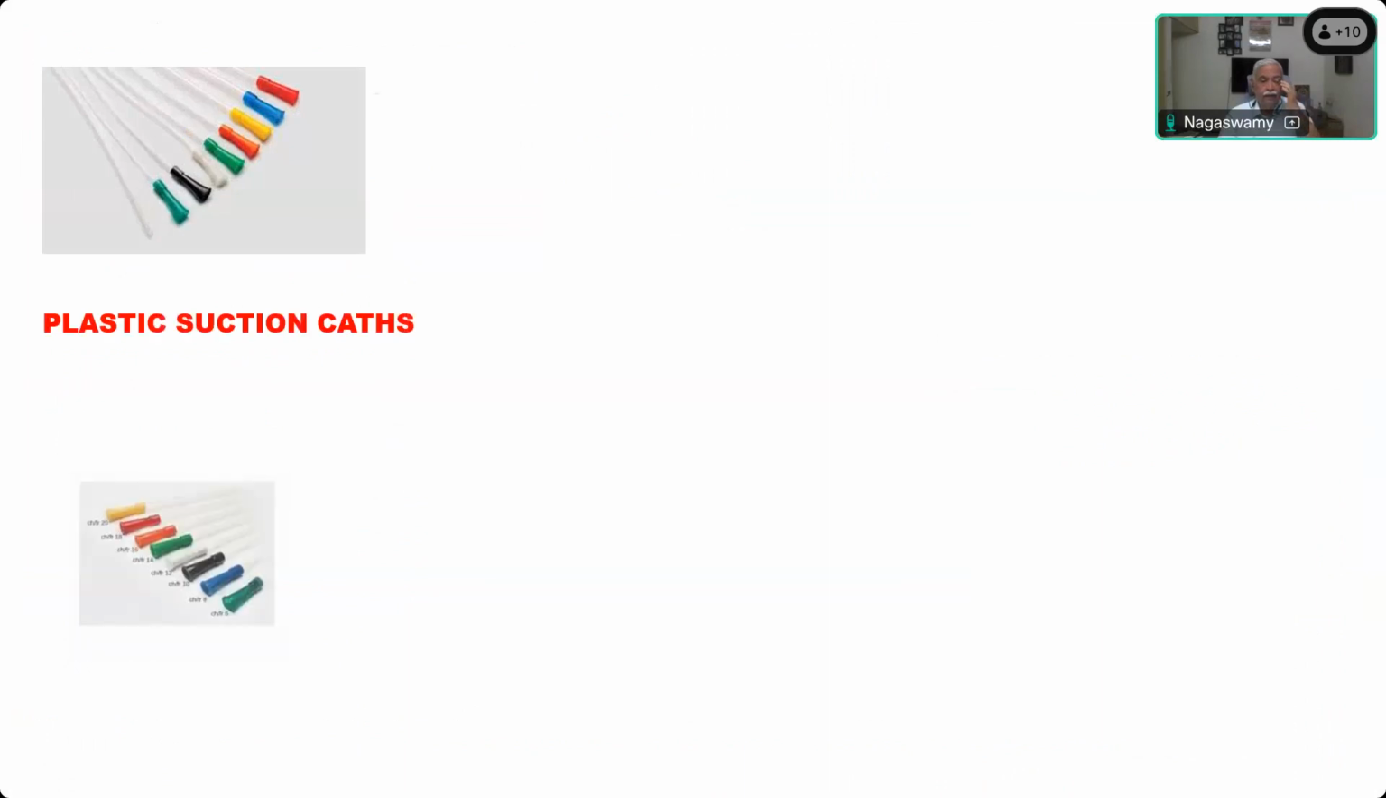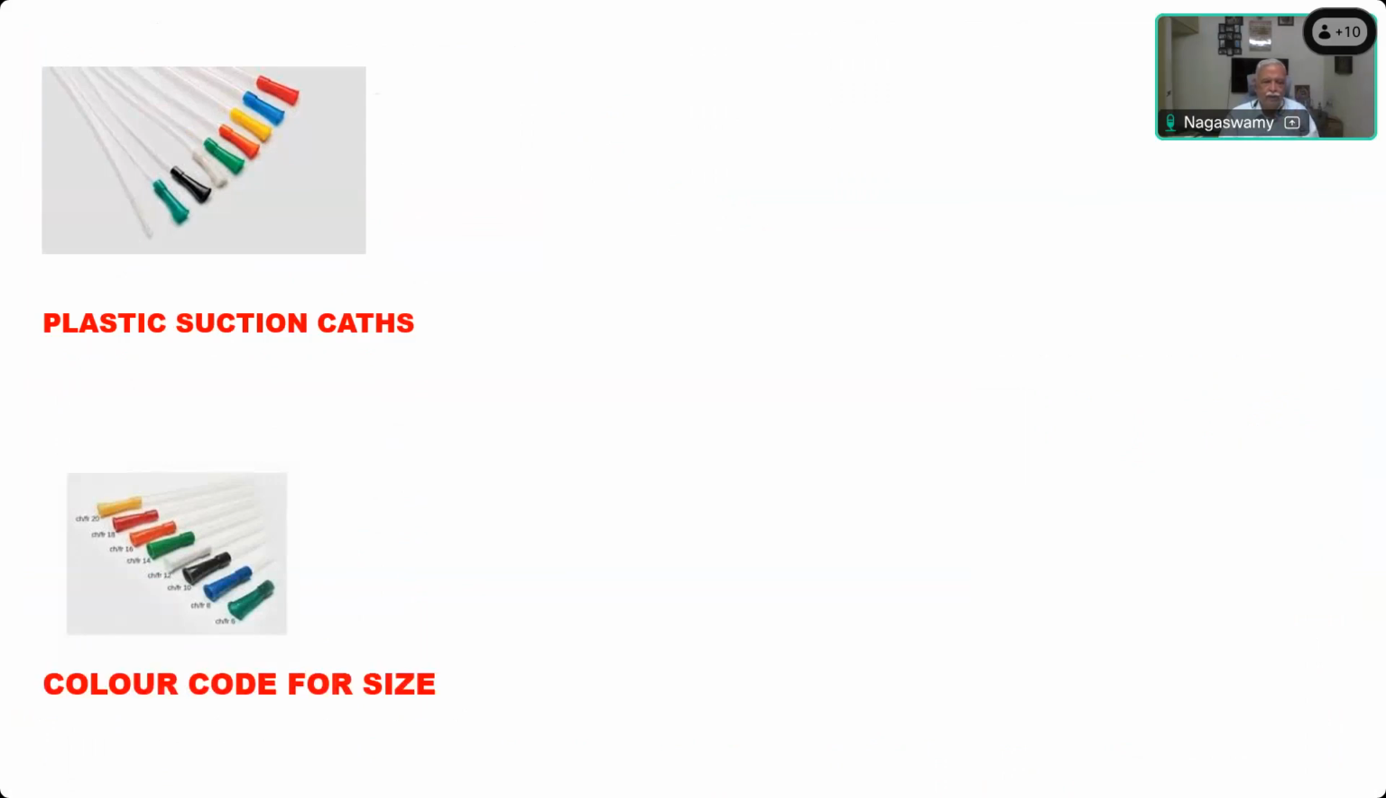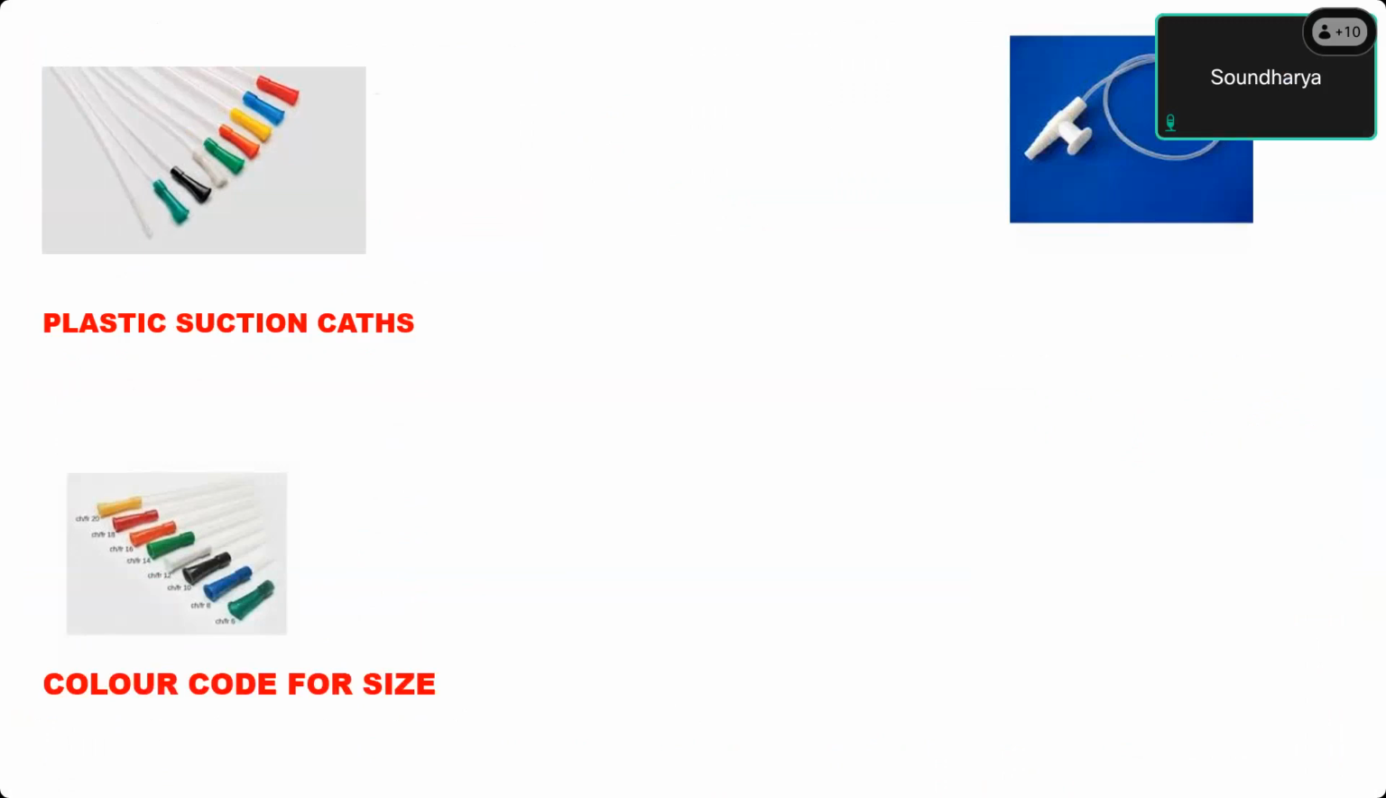Okay. What are these? Suction catheters. Color-coded, different sizes of color. Plastic suction catheters. And this is the color coding with the size. Commonly, which size do you use? Double the size of the ET tube. Out of this, 14 is the most common. 14, sir. 12, 10 to 12. Okay.